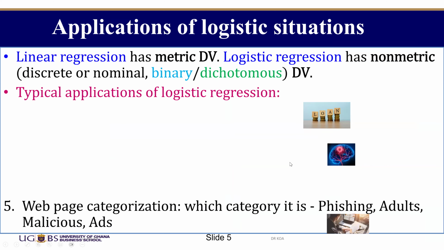Okay, let's get into a bit of detail. Where can you apply logistic regression? We've already said that linear regression uses metric numbers for the dependent variable. The dependent variable is the left-hand side. That is the one being influenced, whose behavior is being explained by multiple predictors, multiple regressors, multiple independent variables.